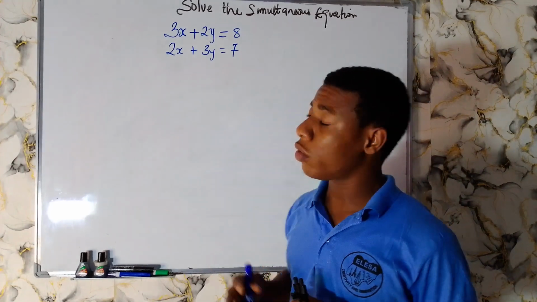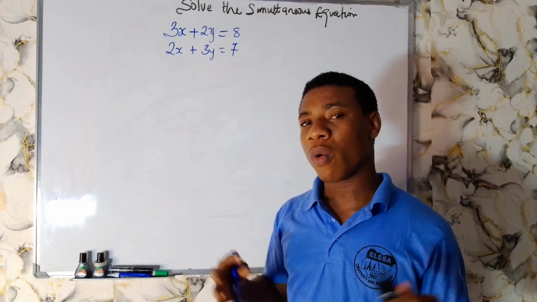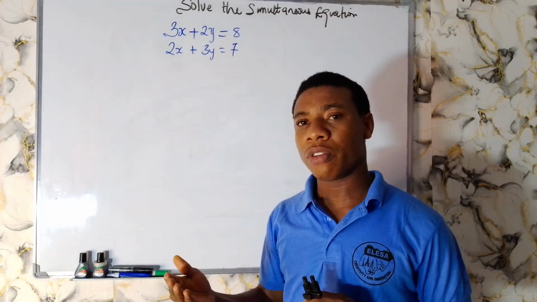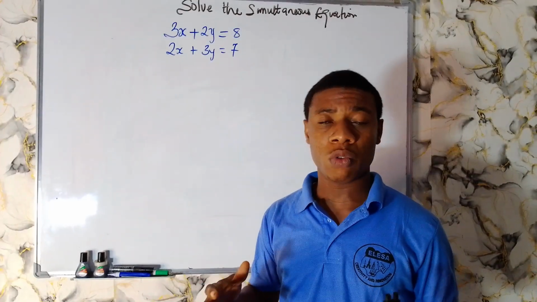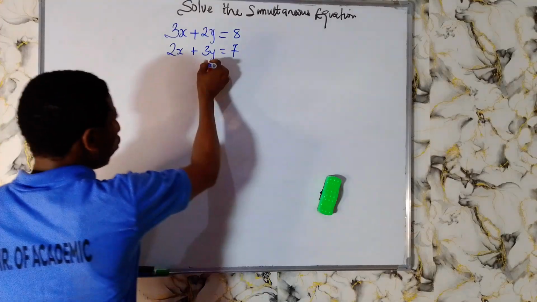Of course, this simultaneous equation consists of two variables, which are x and y. So we have to solve for the values of the two variables. I want to use the elimination method. You can also use the substitution method. Probably you can drop your answer in the comment section. So what solution do I start with?